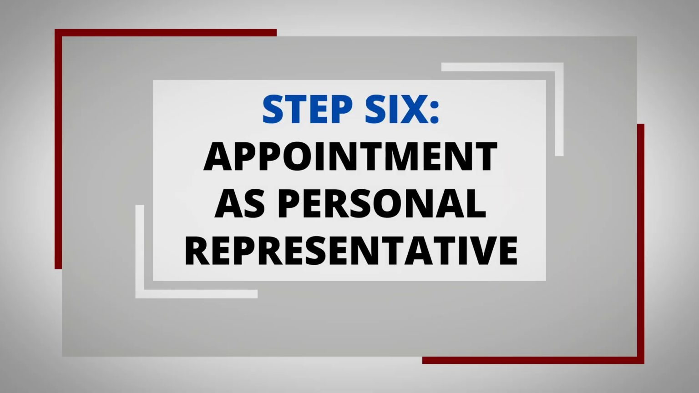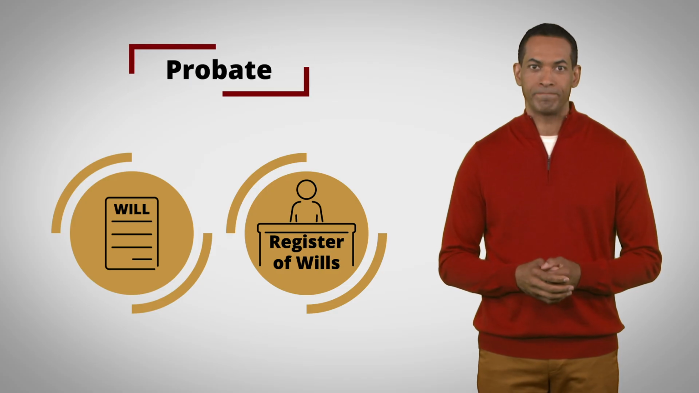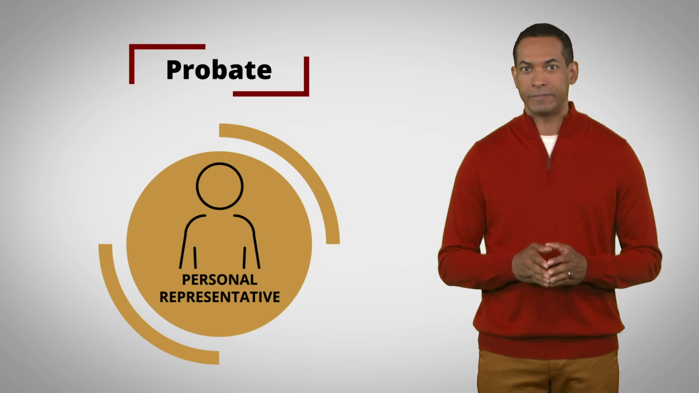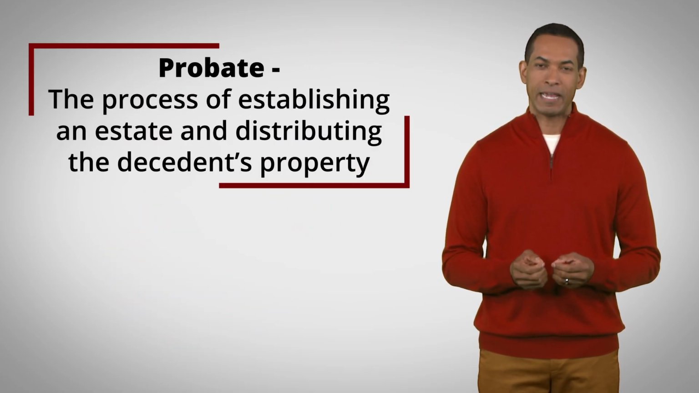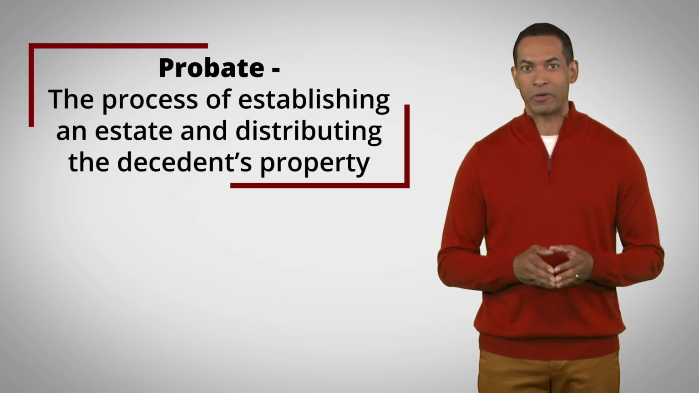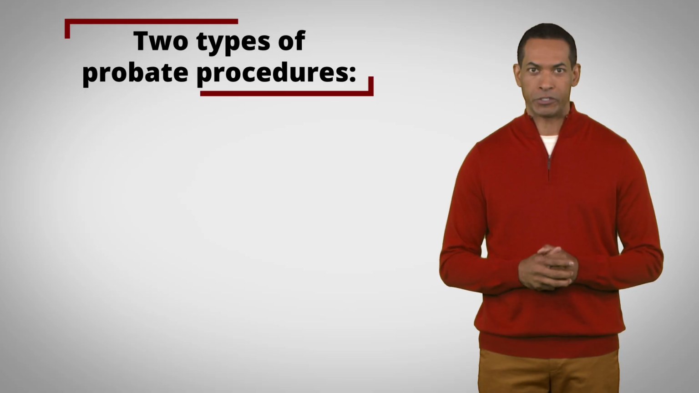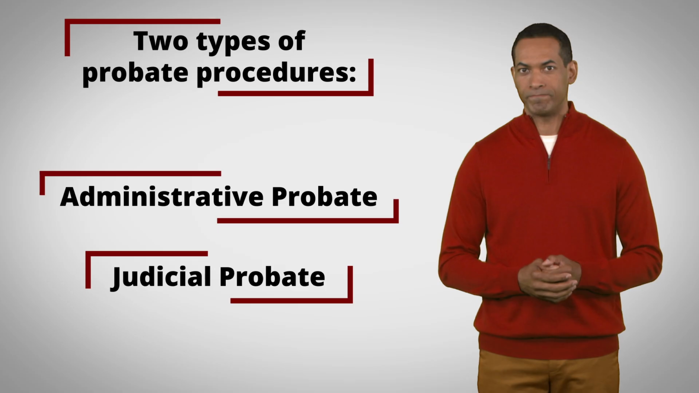Let's talk about Step 6, appointment as personal representative. If all your paperwork is in order, the Register of Wills will admit the will to probate. The Register or the court will then appoint you as the personal representative. Remember, probate is the process of establishing an estate and distributing the decedent's property. Let's pause here to talk about the two types of probate procedures: administrative probate and judicial probate.